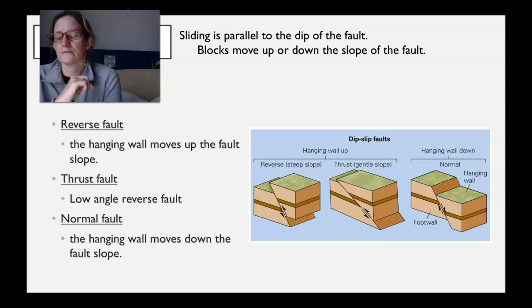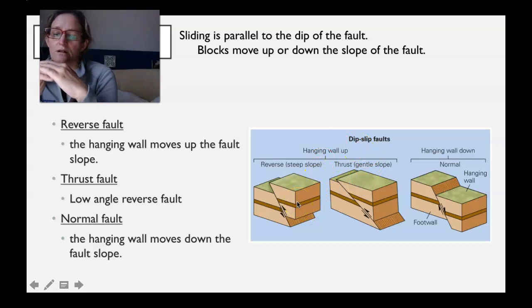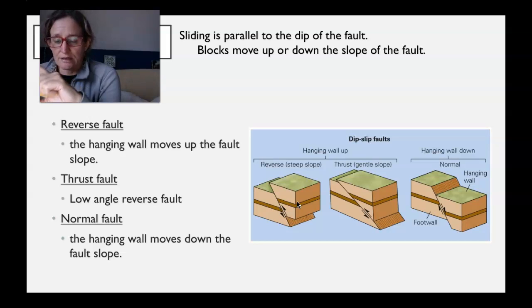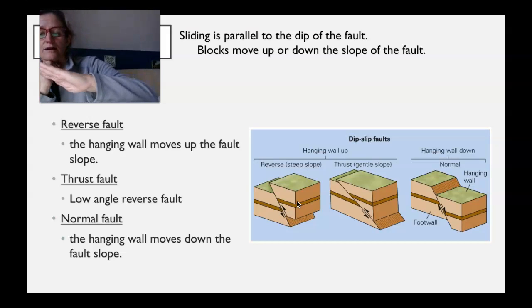Whereas in the two examples of these hanging wall moving up, a reverse fault, you're stacking up those beds on top of each other. The crust is thickening. There's been compression to move that hanging wall up. If the fault surface of the reverse fault is really low angle, that is a thrust fault.